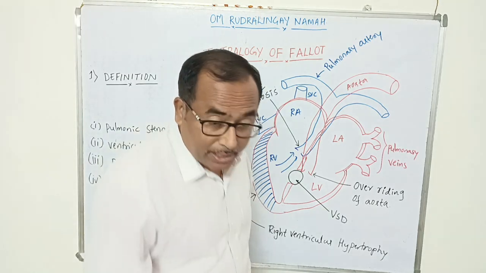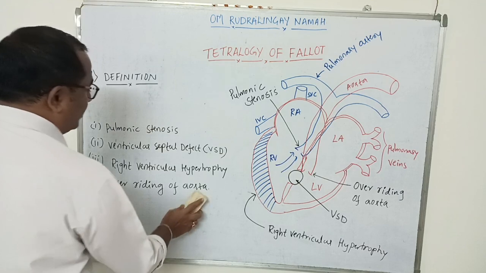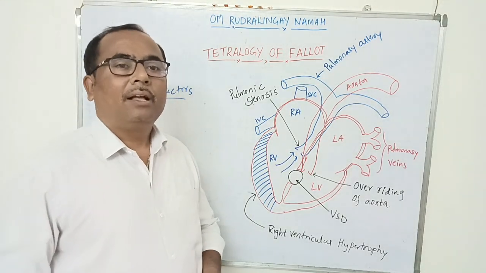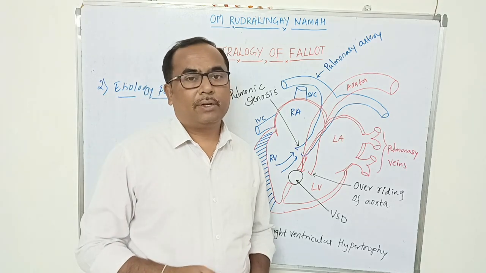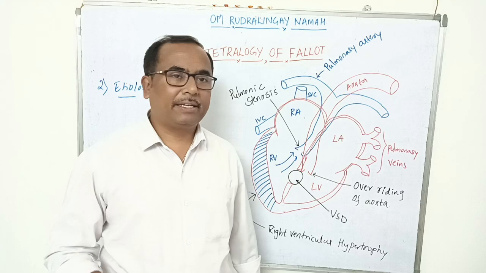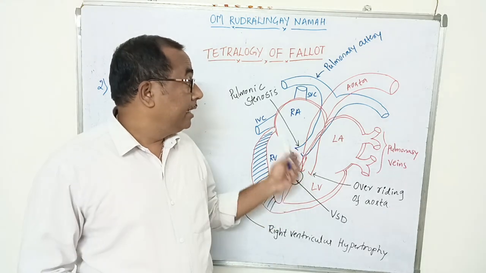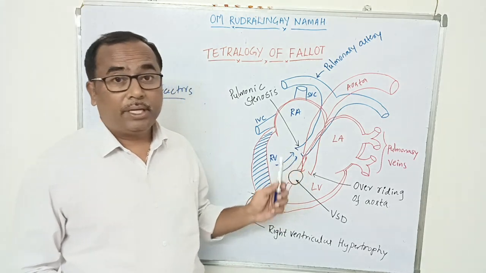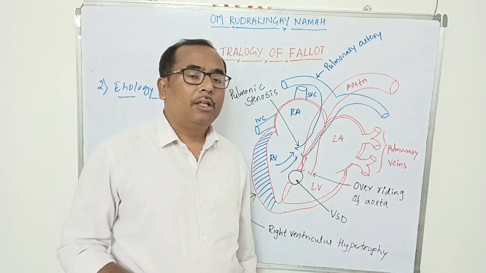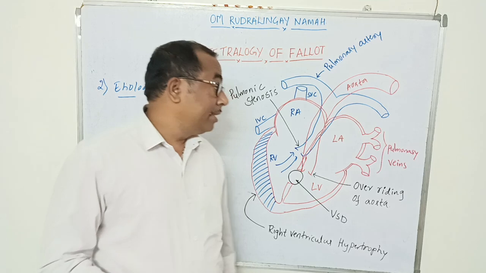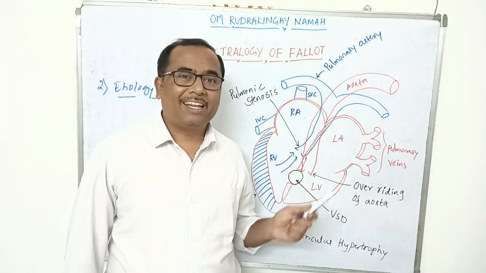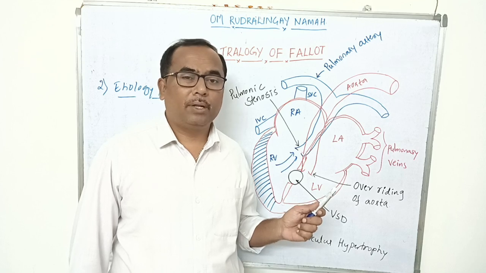Okay, so now let us discuss the etiological factors and pathophysiology. Etiological factors are the same as in the other cyanotic congenital heart diseases we have discussed in the last few classes, that is chromosomal abnormality and genetic factors. Tetralogy of Fallot is commonly associated with Down syndrome, Turner syndrome, Klinefelter syndrome and other chromosomal abnormalities. If the mother consumes excessive alcohol during pregnancy, that can contribute to development of tetralogy of Fallot.